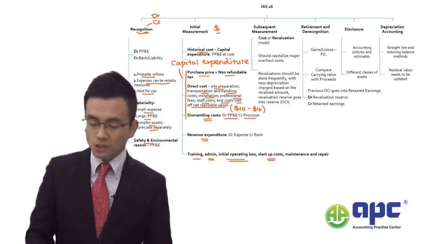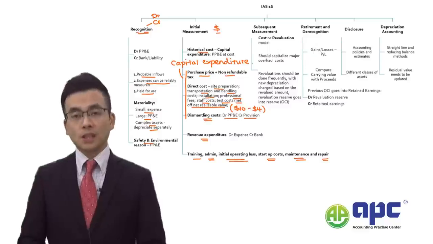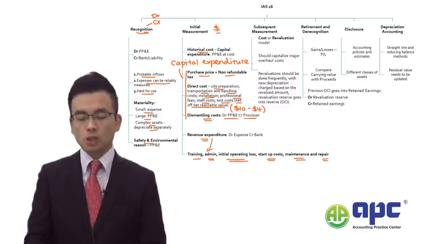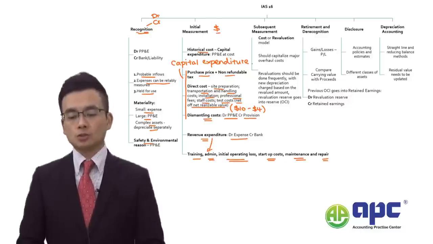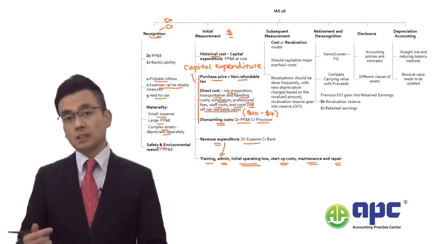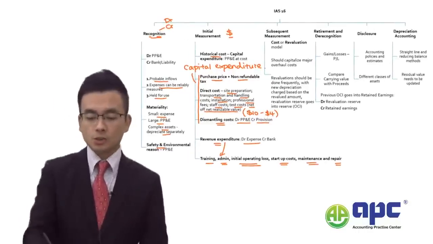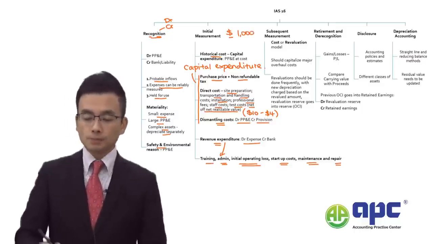And also the maintenance and repair expenses need to be expensed. These are called revenue expenditure. We debit the expense into the P&L rather than debiting the PP&E at cost. So that's the initial measurement. So for example, the initial measurement is $1,000 for a PP&E. But how about for a subsequent measurement then?